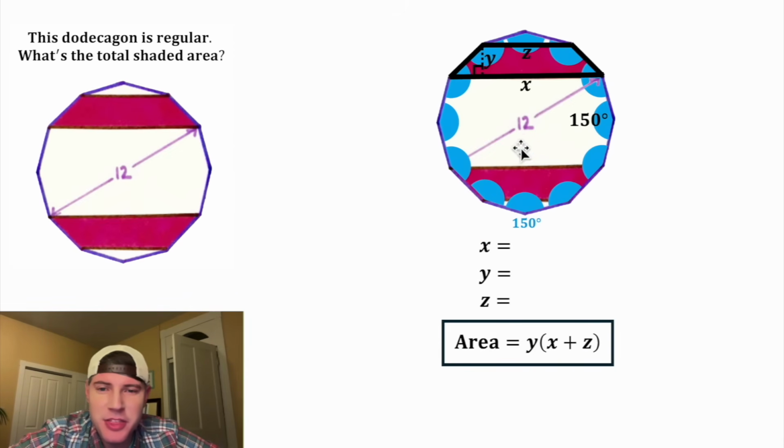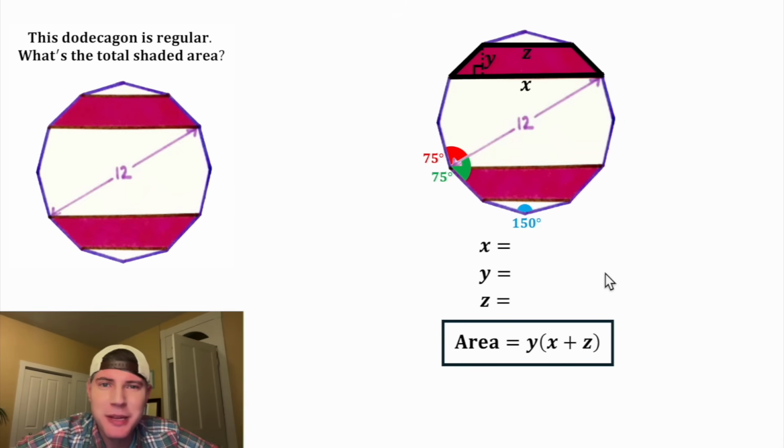Next, let's focus on this diagonal. The diagonals of regular polygons with an even number of sides always bisect these interior angles. So this 150 can split into 75 and 75. Let's clean things up a little bit and focus on this triangle right here, the one made up of the blue angle and these two orange angles. Since this is a regular dodecagon, each of these sides are congruent, so this is going to be an isosceles triangle. So the two orange angles are going to be congruent to each other. They'll each be 15 degrees, because we need the sum of the interior angles of this triangle to be 180.